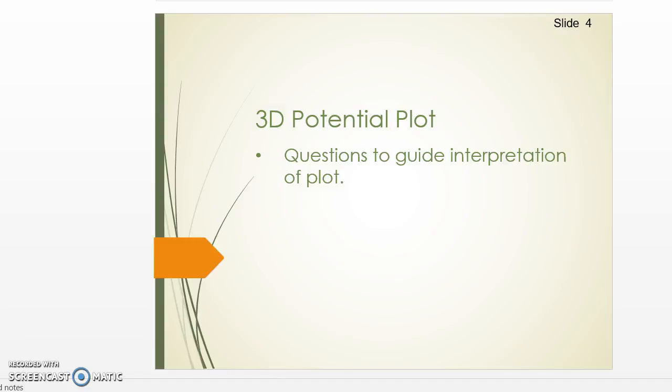The only reflection I had on it was that 3D plots are notoriously difficult for students to interpret, so I really thought that having some guiding questions to accompany the plots would be very helpful, so that we can ensure students do understand what they are looking at when the 3D plot is generated.